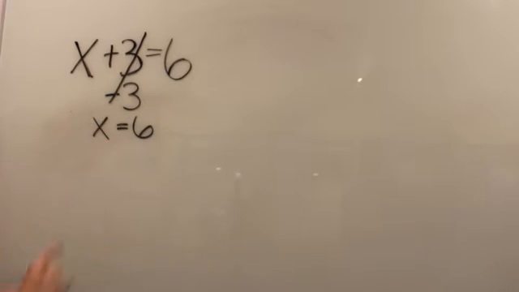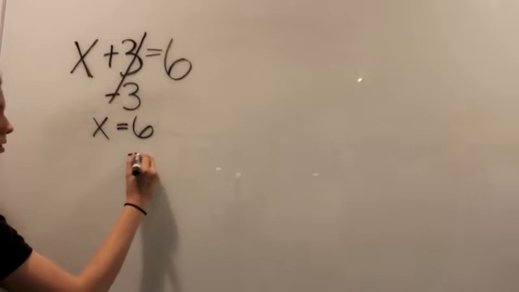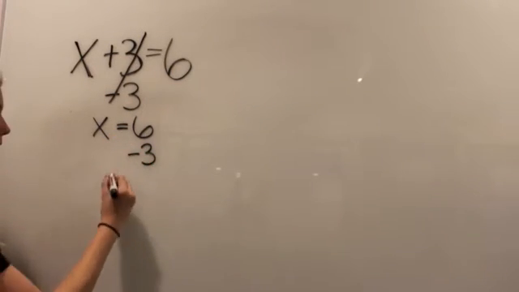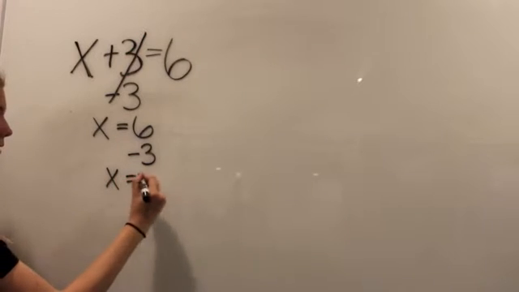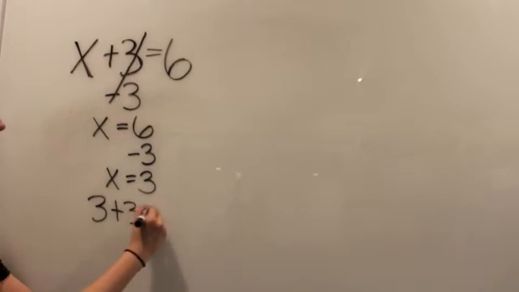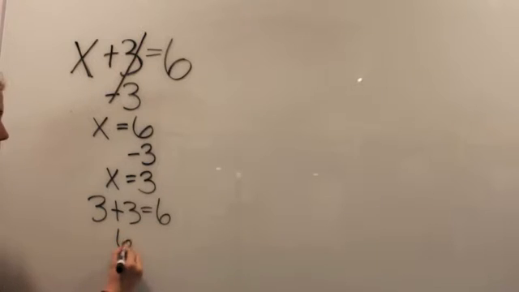To equal the equation out, we have to subtract 3 from the other side of the equation because we subtracted 3 from one side of the equation. So now that'll give us x equals 3. To check our answer, we're going to input the answer we got in where x would be. So 3 plus 3 equals 6.